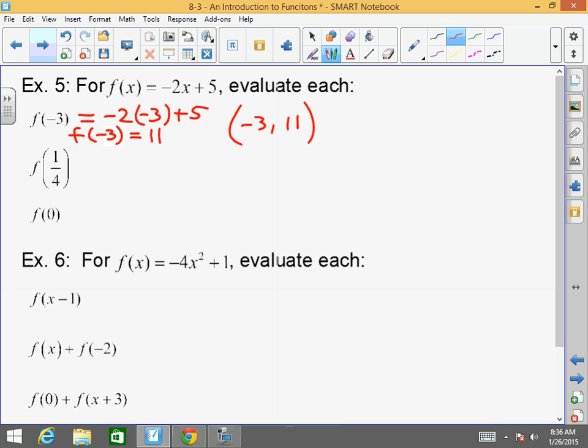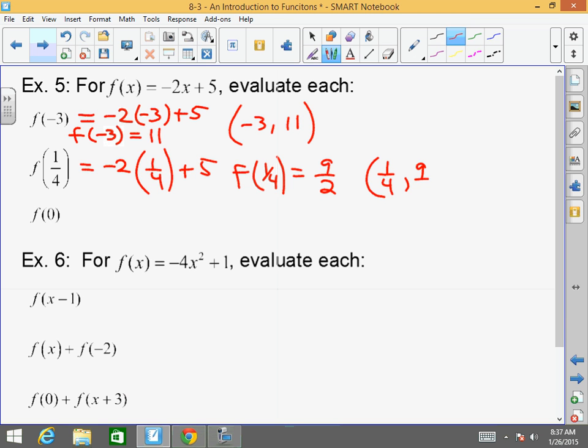f of 1/4 equals, what am I replacing the x with? 1/4. So what's negative 1/2 plus 5? So f of 1/4 equals 4.5 or 9/2. What is the ordered pair? 1/4, 9/2.